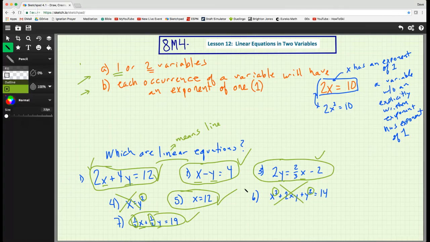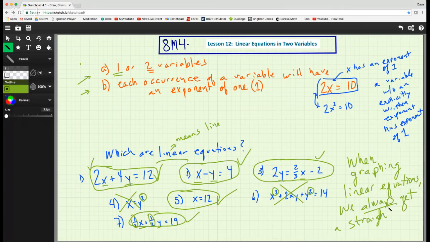So now hopefully we've got the hang of this. We should know that if we graph 1, 2, 3, 5, and 7, I'm going to write this out: when graphing linear equations, we always get a straight line.